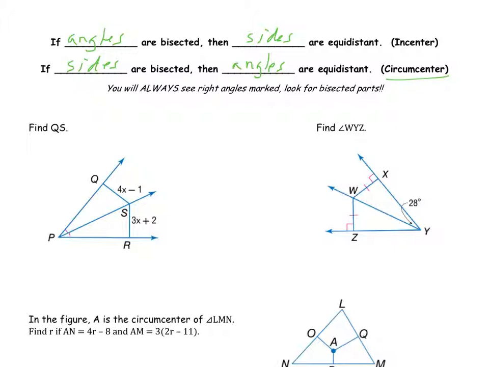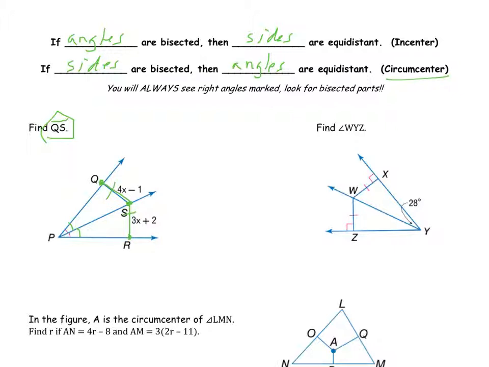So let's look at this. Find QS, segment QS right here. QS is this segment right here. Now notice it says that this angle is congruent to this angle, which means it's an angle bisector. So point S is equidistant, or has the same distance, from the edge of the angle. That means these two segments are congruent.